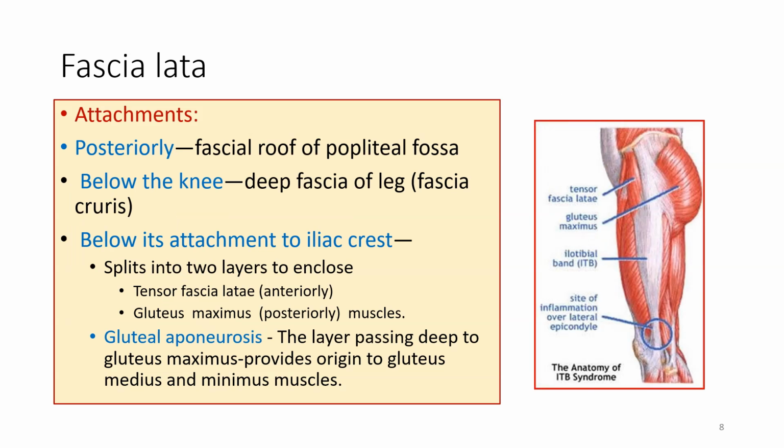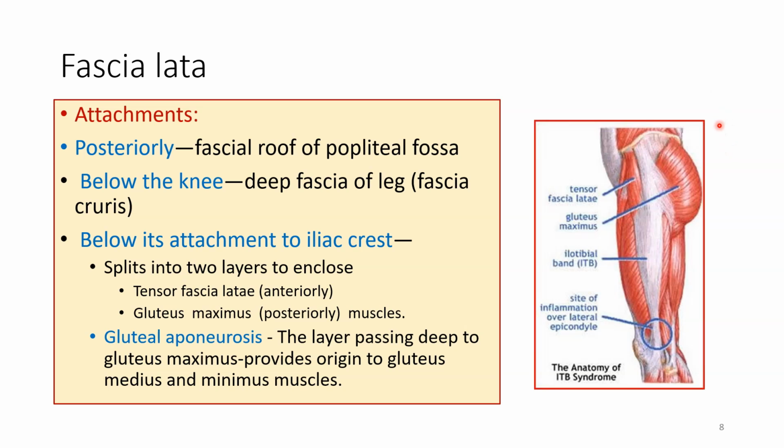If you see the attachment of the fascia lata posteriorly in its lower part, it is continuous with the fascial roof of the popliteal fossa, and below the knee it is continuous with the deep fascia of the leg, which is known as the fascia cruris. And in its upper part, below its attachment to the iliac crest, it splits into two layers to enclose a muscle known as tensor fasciae latae anteriorly and the gluteus maximus muscle posteriorly.